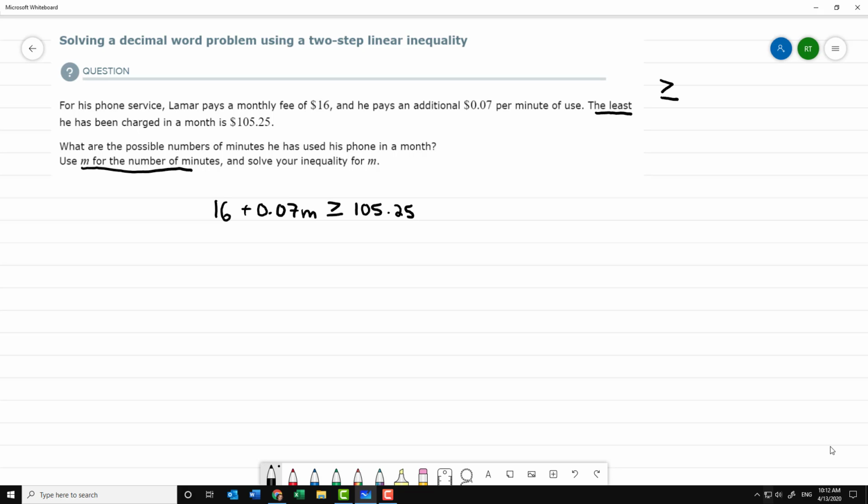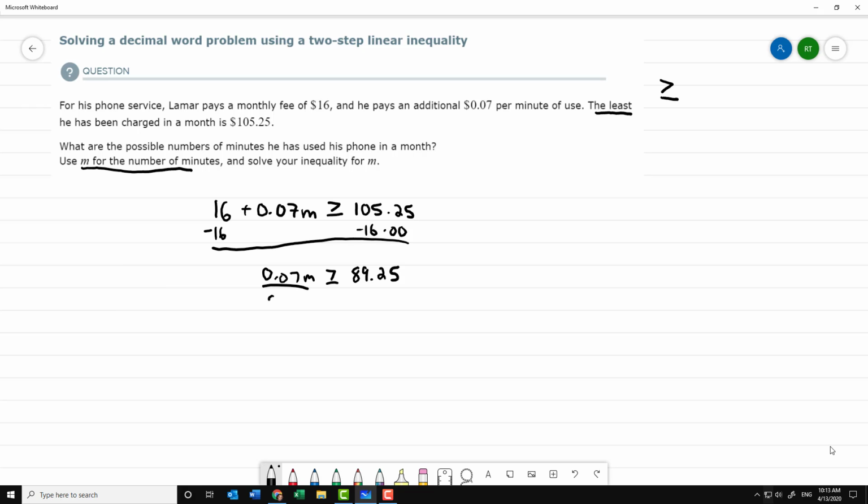Now we just go through the basics of solving an inequality. Subtract 16 to both sides. Then we get 7 cents M greater than or equal to. Now let me use my calculator here. We get 105.25 minus $16, and we get $89.25.